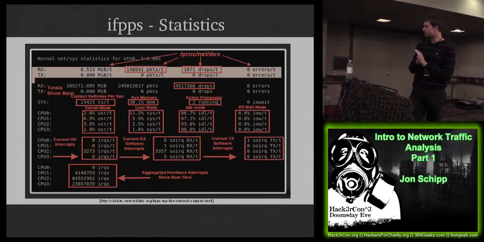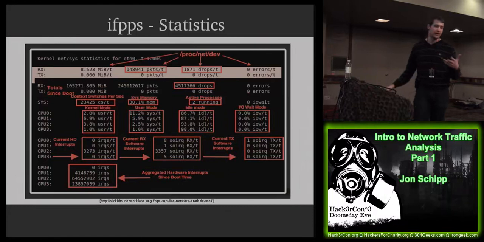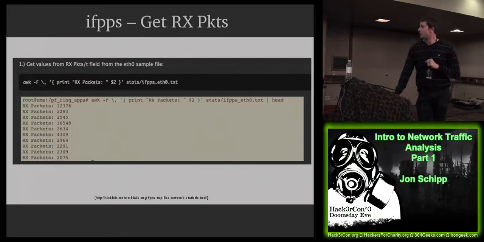Here's a tool called ifpps. It's from the netsniff-ng project. It basically pulls the kernel, and it's different from tools like tcpstat, which use libpcap. Those make calls to libpcap to pull information on the packet rate, the bytes and all that. But here we're actually pulling the kernel directly, so the statistics will be slightly more accurate. And we'll get into all that.